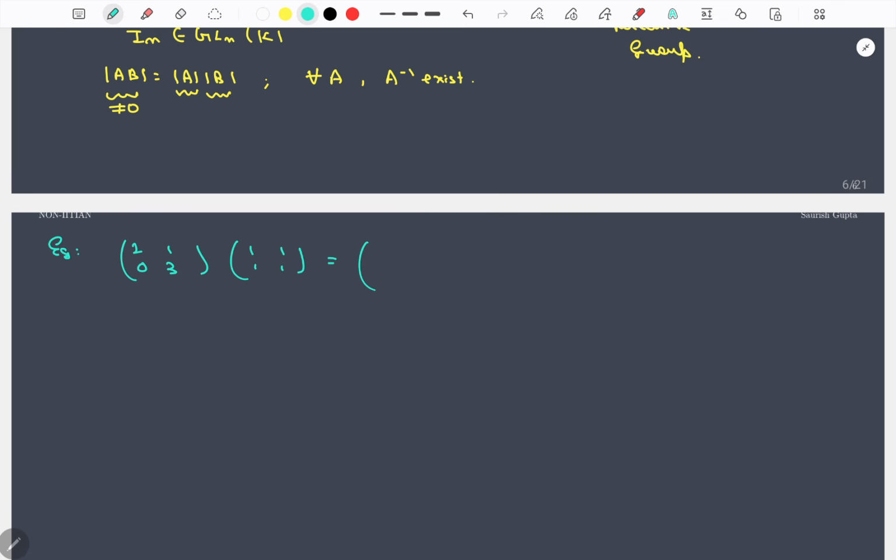So it's 2 times 1 plus 1 times 1, so it's 3. And it's 0 times 1 plus 3 times 1, so it's 3. I hope it won't work. I don't think it will work, but nevertheless, let's see. So it's 1 times 2 plus 1 times 0, 2. 1 times 1 plus 1 times 3, 4. Thank God, it won't work. So it's not commutative in general.